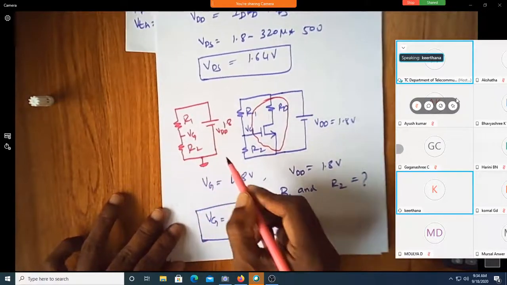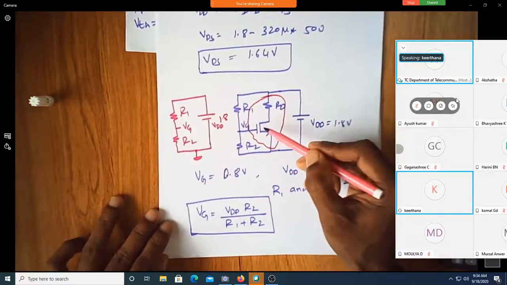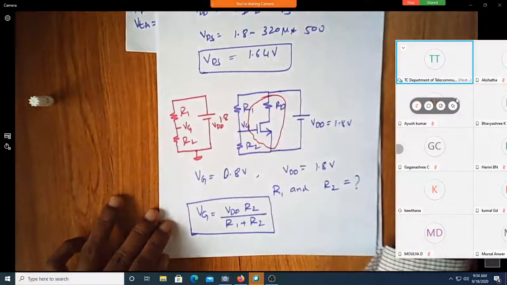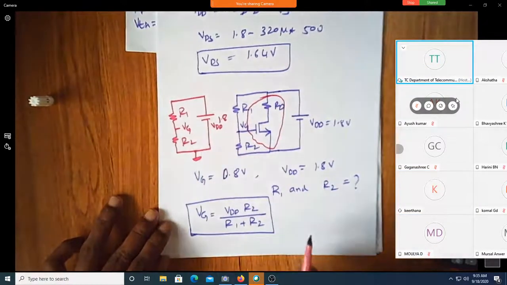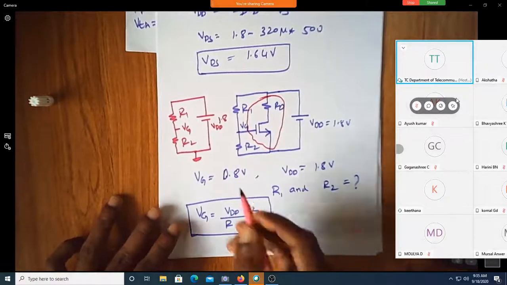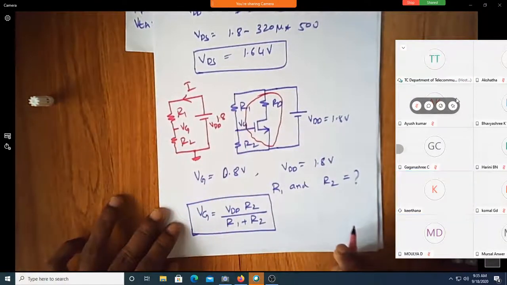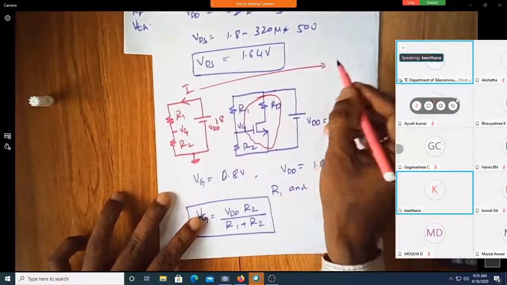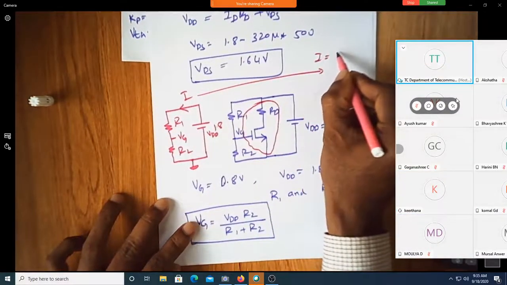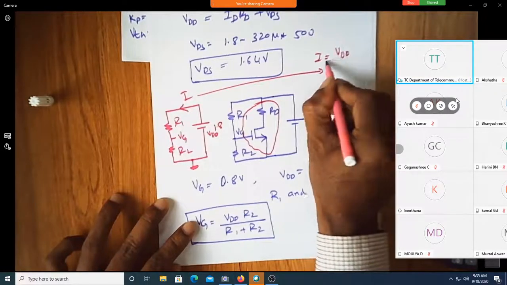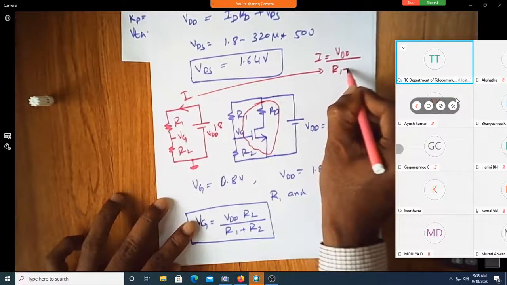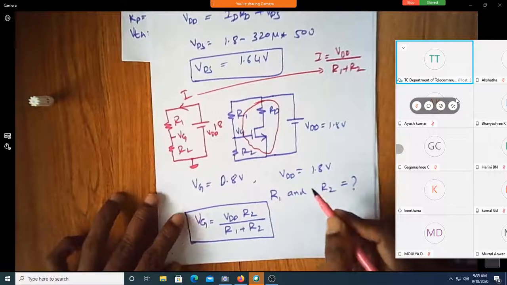Yes, sir. Can I write eliminating this RD and MOSFET? I just simply take out this. If I take out this, does only this is left out? Yes, sir. Shall I find what is this current I? Yes. Let me write what I is equal to. Shall I write I is equal to voltage VDD by total resistance R1 plus R2? Yes, sir. Correct?